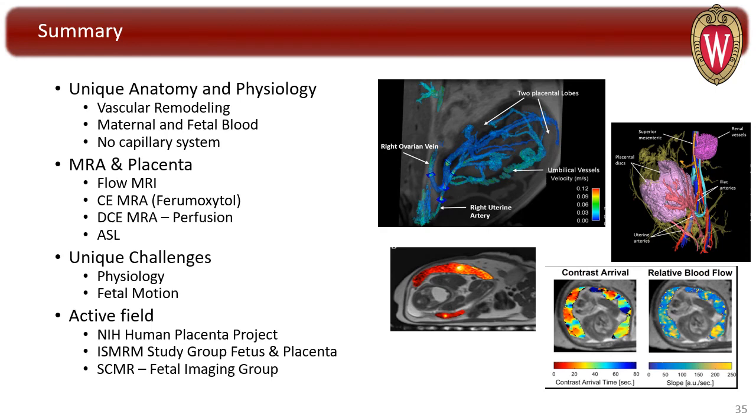Let's quickly summarize. I provided an overview of the unique anatomy and physiology of the placenta and various MR angiography methodologies to probe its vascular anatomy and function. That includes quantitative flow measurements with 2D and 4D flow MRI, contrast-enhanced MRI, dynamic contrast-enhanced MRI, as well as arterial spin labeling. Among others, the presence of two circulatory systems, the very slow perfusion within the placenta, and various sources of motion pose unique challenges to placenta MRI that call for innovative methodology development.